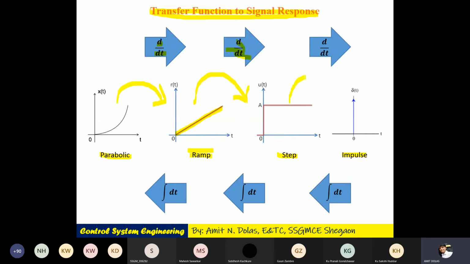And if you differentiate the step input, then you will get the impulse signal, that is delta of t. Now the reverse process: if you have delta of t, that is the impulse signal, and you integrate it, you will get the step signal. If you integrate the step signal with respect to t, you will get the ramp signal. And if you integrate the ramp signal with respect to t, you will get the parabolic signal.